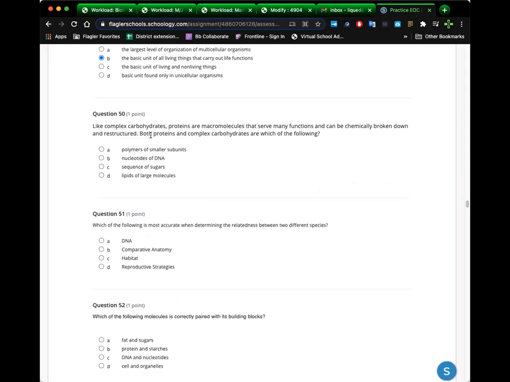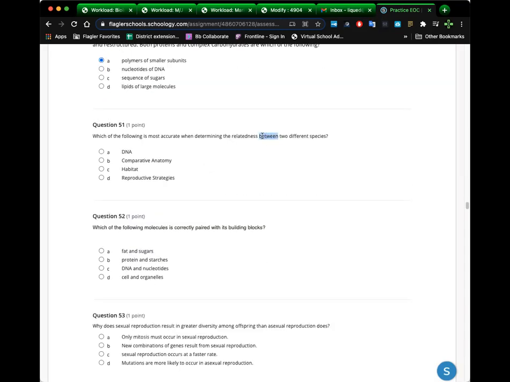All right, carbohydrates. Both proteins and carbohydrates are complex. Are which of the following? All right, so they're not lipids. Lipids are made up of smaller units themselves. Sequence of sugars would just be carbohydrates. Nucleotides of DNA, that's just nucleic acids. So polymer is a fancy word for a structure made up of smaller subunits, also known as monomers. So polymers are made of monomers, or smaller subunits.